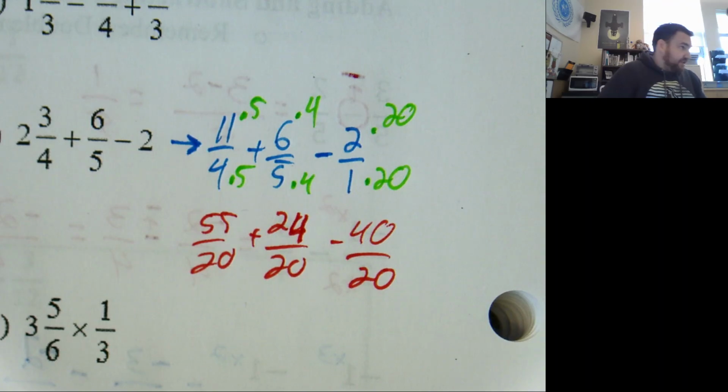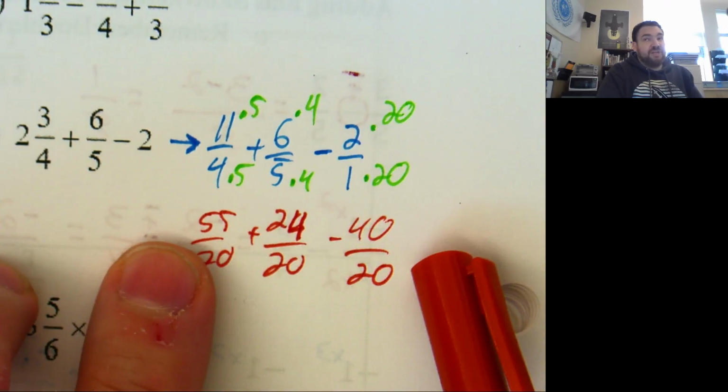Unless I made a mistake. Hassan Jote, did I do my work right? Oh, come on, it's number 8. You're supposed to be with us. 55 over 20, 24 over 20, minus 40 over 20. Okay. So that's where you would have made your mistake. What was your next step? Assuming that you got the same numbers here, what should I do next?